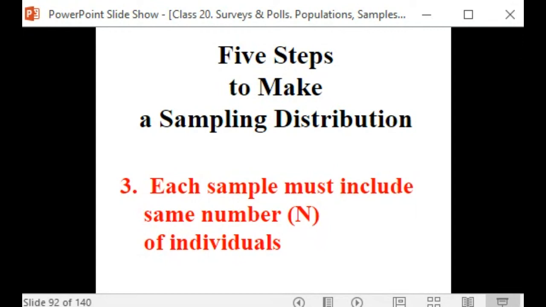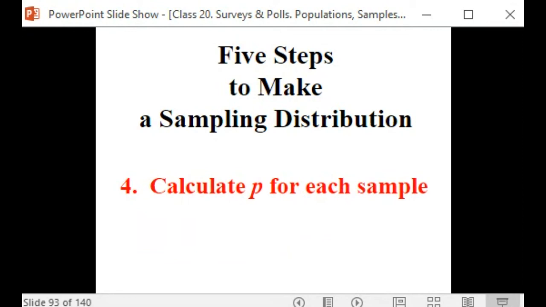But technically, the only requirement for a sampling distribution is that each sample has to have exactly the same number of individuals as the other samples do. You cannot have some samples with 10 individuals and some samples with 100 individuals. The sample size must be the same for each and every sample. In the example we're using, we're assuming that n equals 1,000. So each sample includes exactly 1,000 individuals.